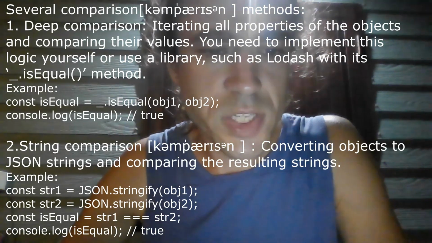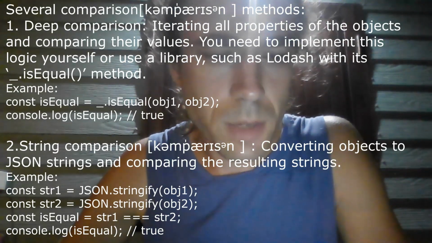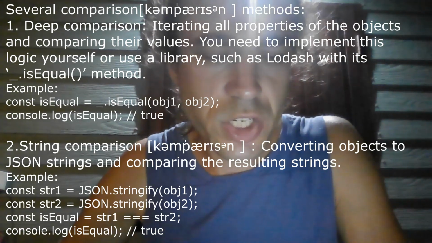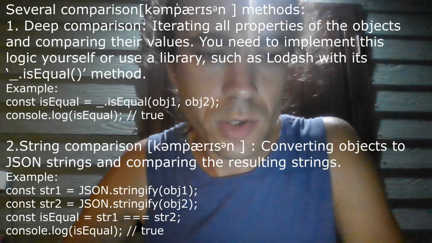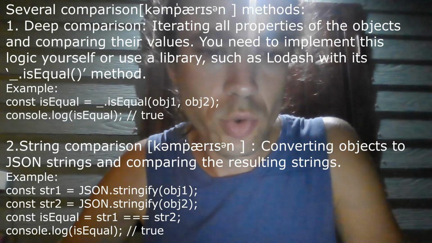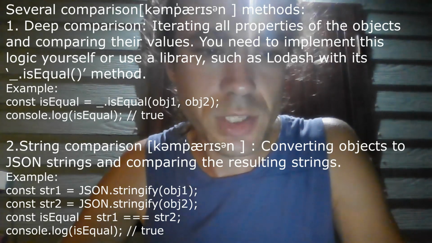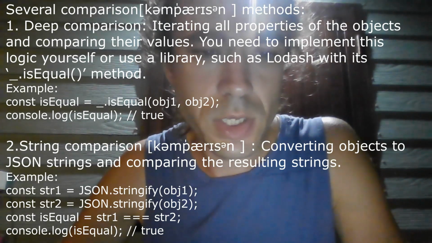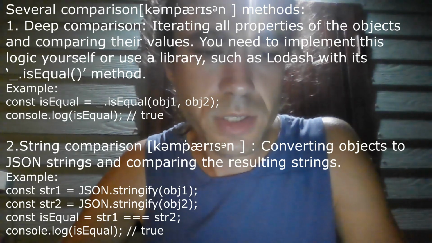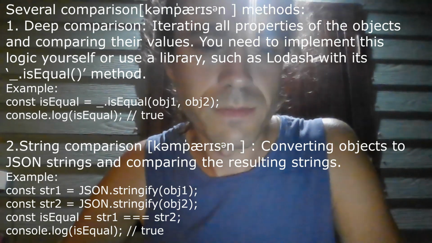How can two objects be compared? Several comparison methods. Deep comparison: iterating over all properties of the object and comparing their values. You need to implement this logic yourself, or use a library, such as Lodash, with its isEqual method. Second, string comparison: converting the object to a JSON string and comparing the resulting strings.